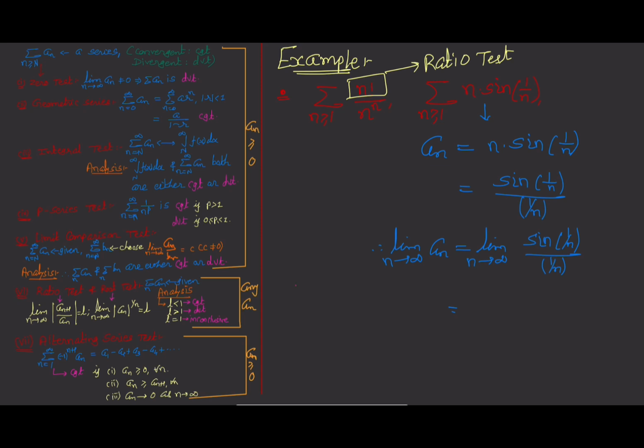Now, if I assume that 1 upon n equals m, then when n tends to infinity, 1 upon n tends to 0, and therefore m tends to 0. So this can be represented by limit m tends to 0 of sine m upon m. And you know this formula: sine m upon m as m tends to 0 is equal to 1. So what is the zero test? If limit n tends to infinity a n is not equal to 0, and therefore summation a n is divergent. And so by the zero test, summation a n is divergent.